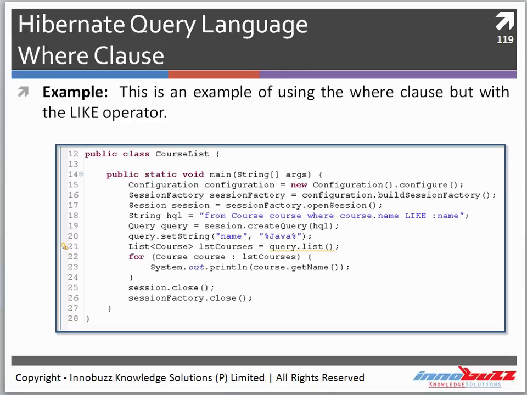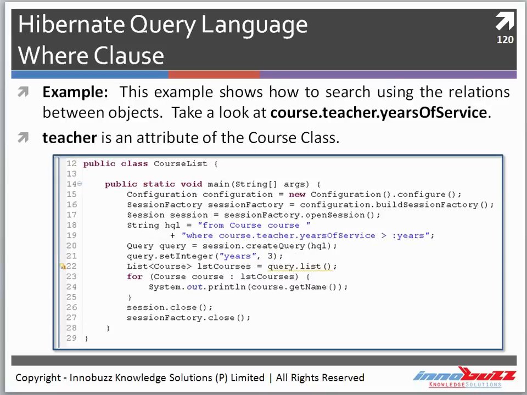Take a look at the following example. So far, we have used the attributes of the object, but we could also use those attributes that have a relationship with a different entity. For example, on the course entity, we have the teacher, which relates with the teacher entity. So for example, if we want to list all the courses in which the teacher has more than 3 years of experience, the HQL is like the one proposed here.